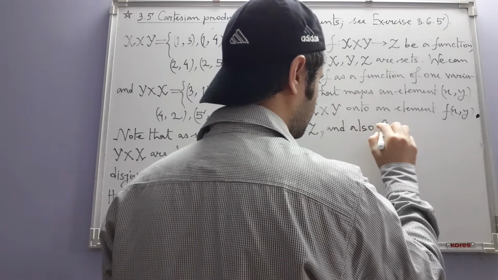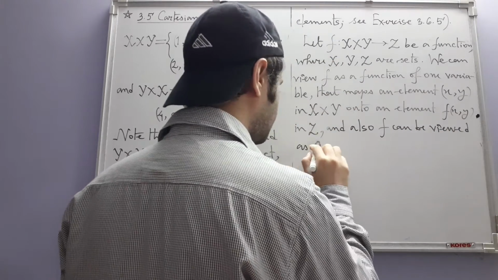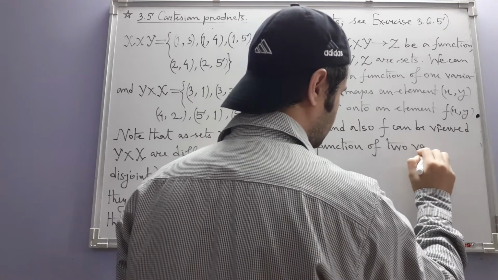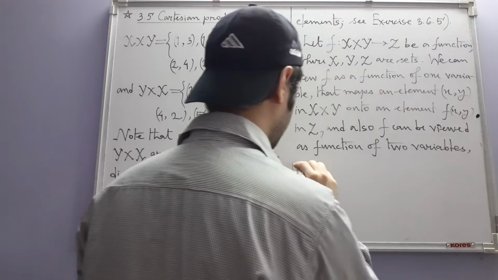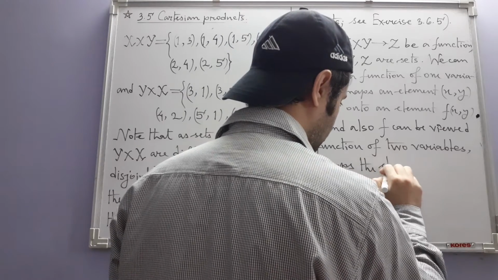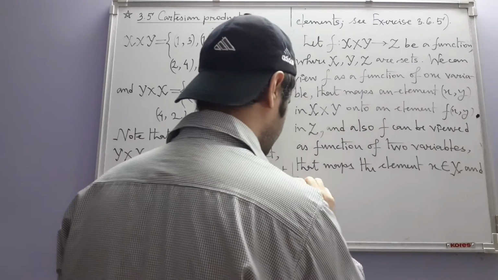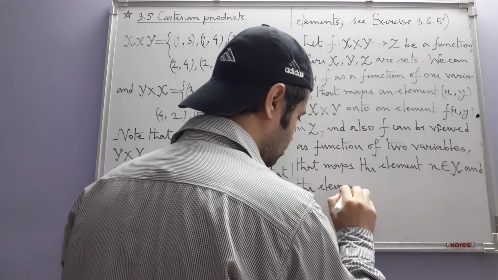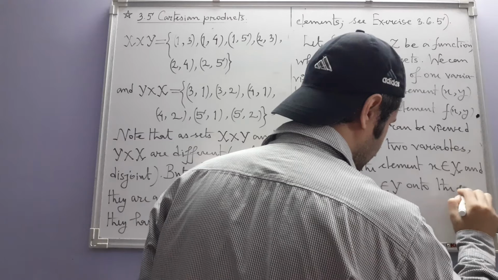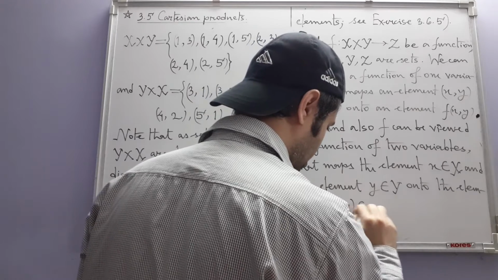And also, F can be viewed as a function of two variables, that maps the element X belonging to X and the element Y belonging to Y onto the element F of X comma Y belonging to Z.